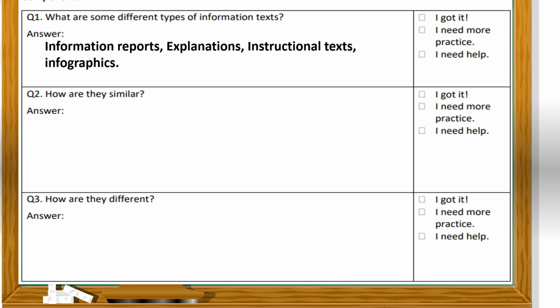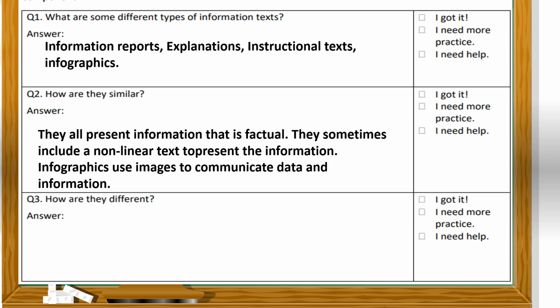How are they similar? They all present information that is factual. They sometimes include a nonlinear text to present information. Infographics use images to communicate data and information.